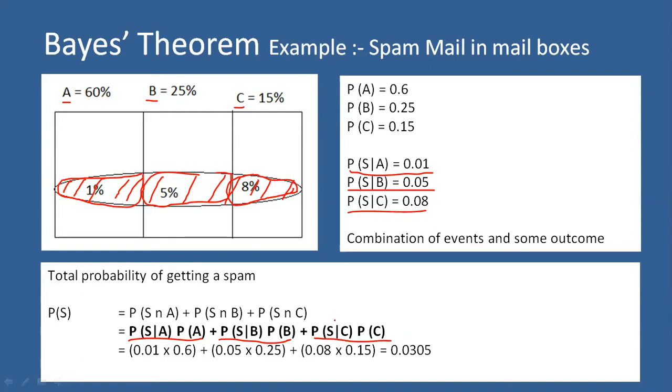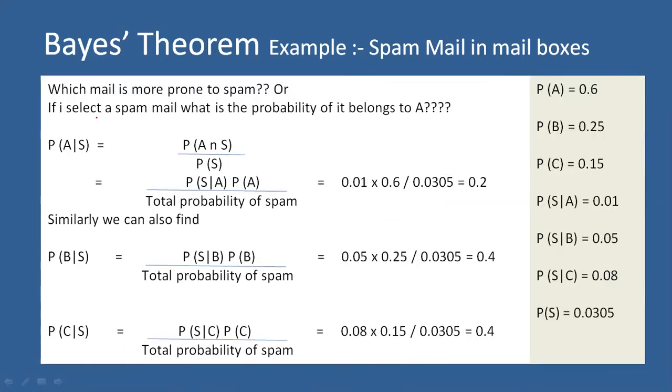And all these probabilities we already have here: P of A and P of S given A, 0.01 into 0.6, and 0.05 into 0.25, and 0.08 into 0.15. So the total probability of getting spam mail equals 0.0305. And now the question is, if a spam mail is coming to my mailbox, what is the probability that it belongs to A? So these are the results from the previous slide. These are all given data. From the given data, we calculated this total probability.